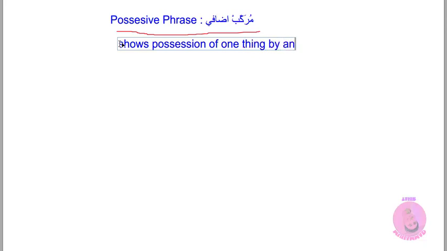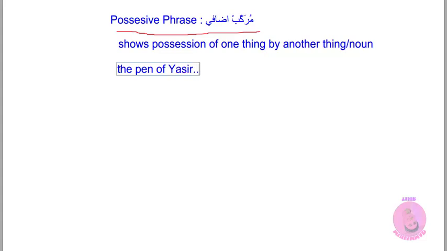by another thing, or noun, you can call it noun. For example, in English we say the pen of, let's say, the pen of Yasir. As you can see here, the pen of Yasir, this whole thing is a possessive phrase.